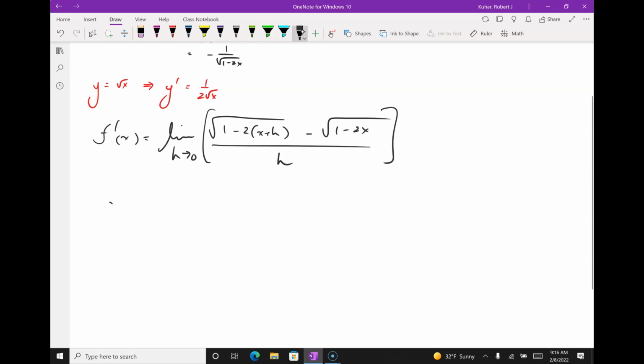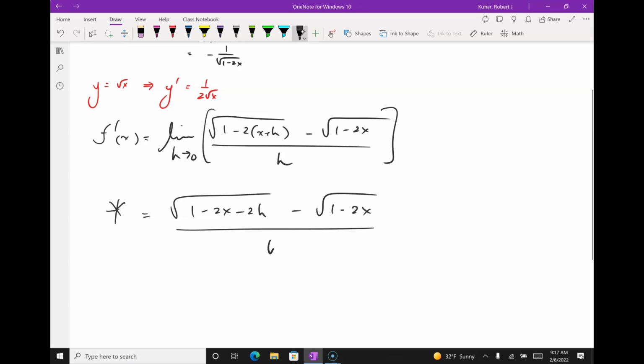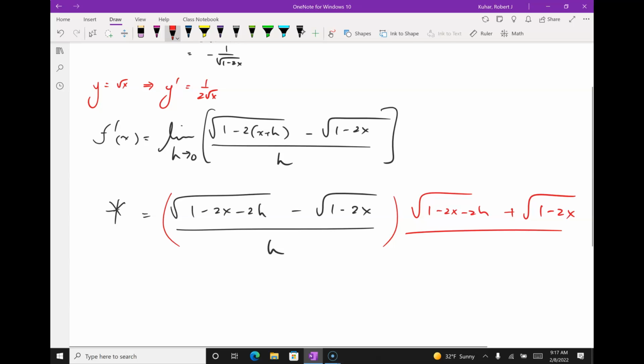Now this one, I want to work on this inside function because it's too messy. I like to get rid of parentheses most of the time. You'll discover when you want to and when you don't just by doing a bunch of problems. And this one I want to. I'm going to use my conjugate: square root of 1 minus 2x minus 2h plus square root of 1 minus 2x, all of that over itself.